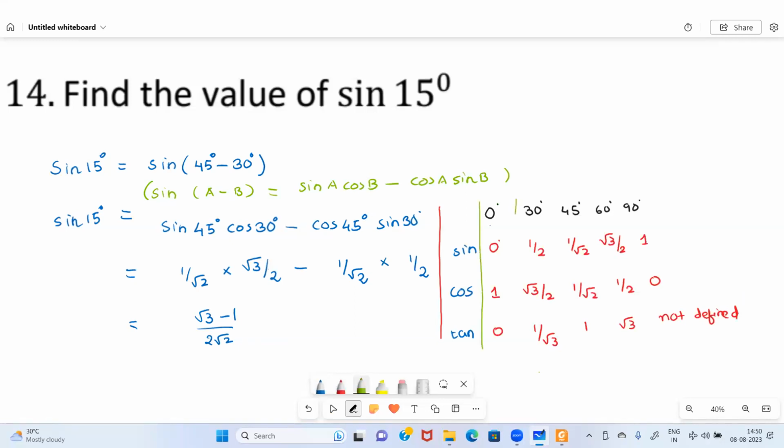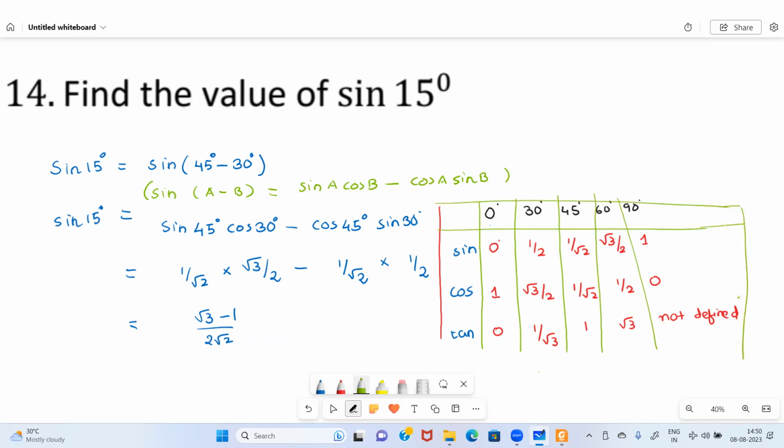Cosecant is the reciprocal of sine. Secant is the reciprocal of cos. And cot is the reciprocal of tan. Okay, students? Remember those tables so that you can solve such questions very easily.